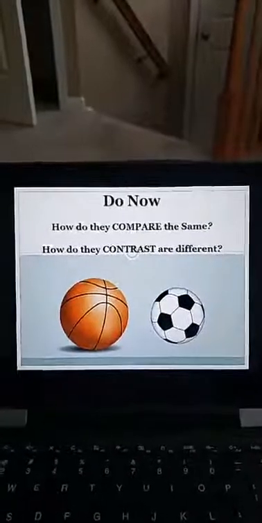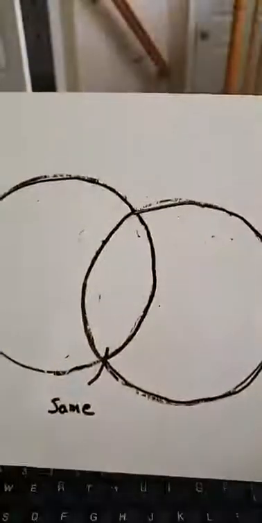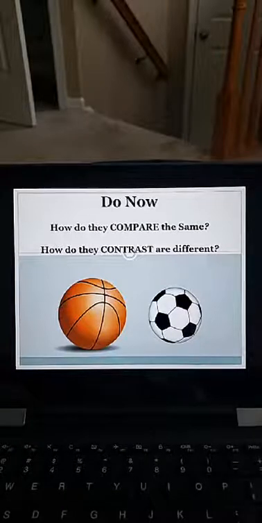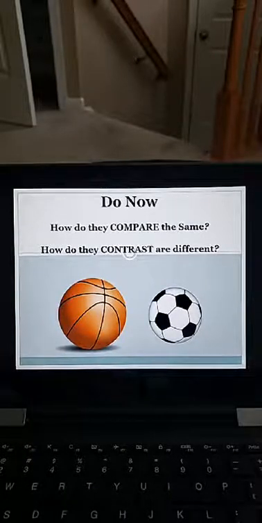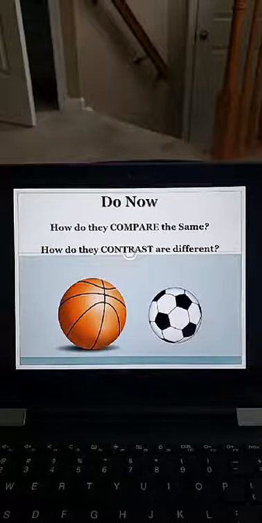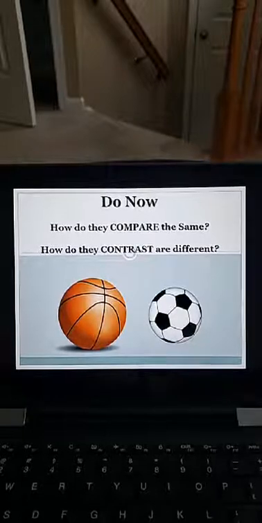Students, we have a quick do now. When you complete your do now, you can use the Venn diagram, or you can write it on a sheet of paper. If you write it on a sheet of paper, you can take a picture and direct message the image to Miss Hardy or myself. Remember, you will be given live school points from Miss Green for participation, and attendance will be taken by Miss Hardy. So students, the do now: How do they compare? Are the same? How do they contrast? Are different?